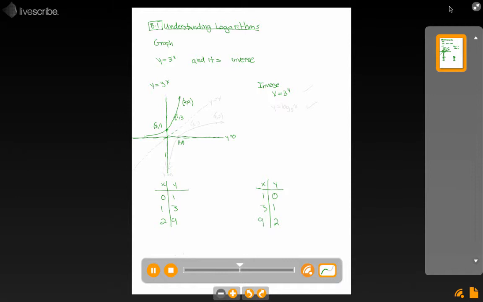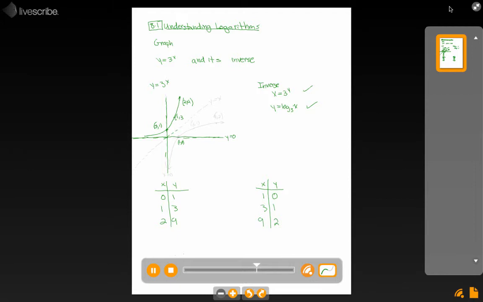Now, x equals 3 to the y is a nice looking enough function, but usually we write these as y equals. The equivalent equation is y equals log base 3 of x. If you've been following along with what a log means, you'll realize that those two equations have the same meaning, that this inverse and this inverse mean the same thing.